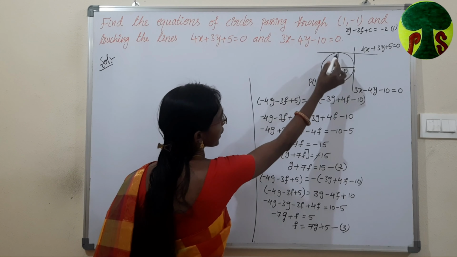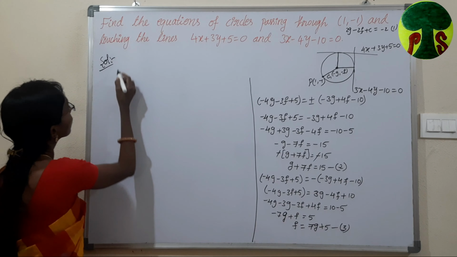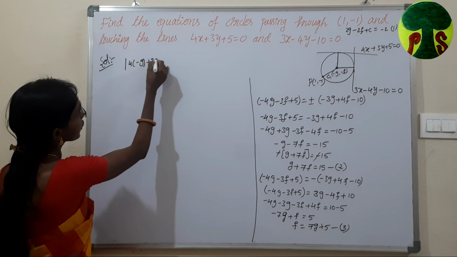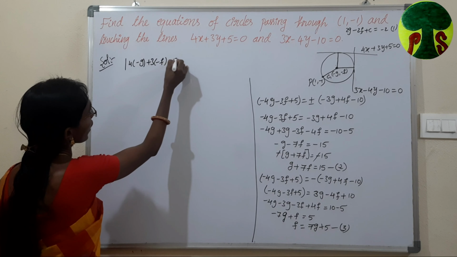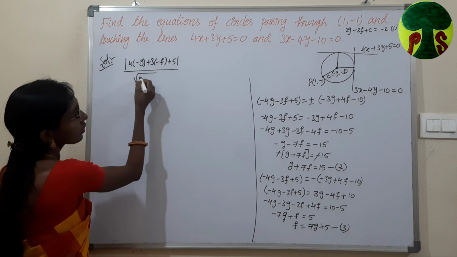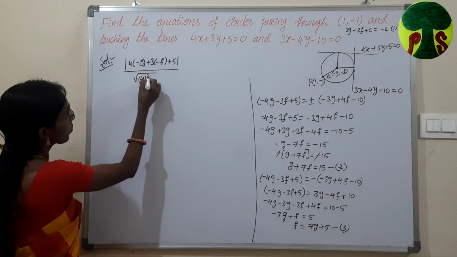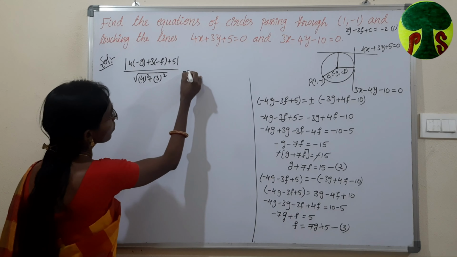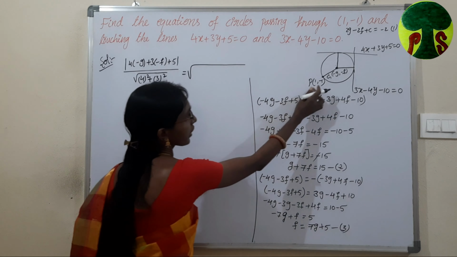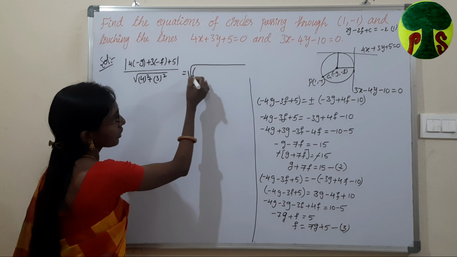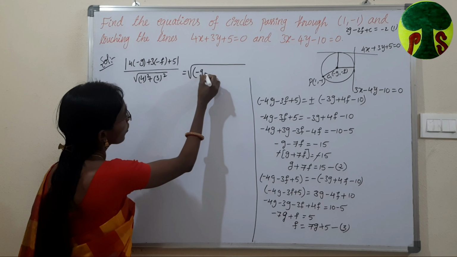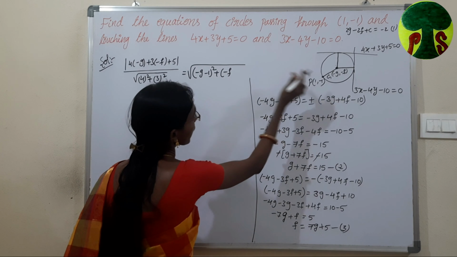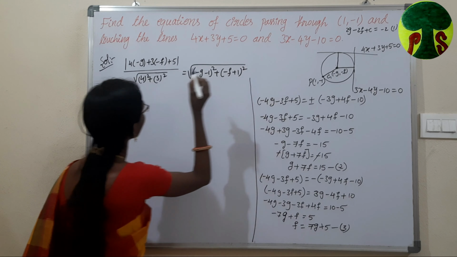Equating perpendicular distance from center to the first line to the radius, modulus of 4 into minus g plus 3 into minus f plus 5 divided by square root of x coefficient is 4. So, 4 square plus the coefficient of y is 3. So, 3 square is equal to distance from center to the point P1 comma minus 1, x2 minus x1. Square root of x2 minus x1 means minus g minus 1 whole square plus y2 minus y1, minus f and minus into minus plus 1 whole square.